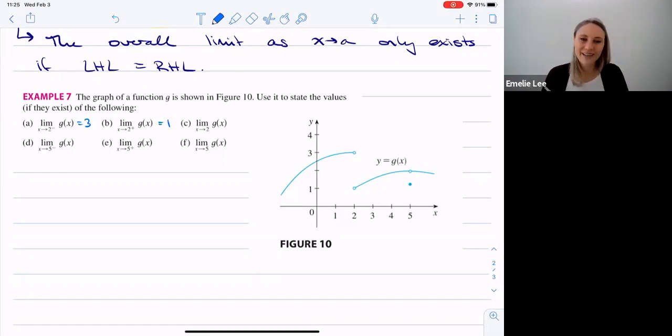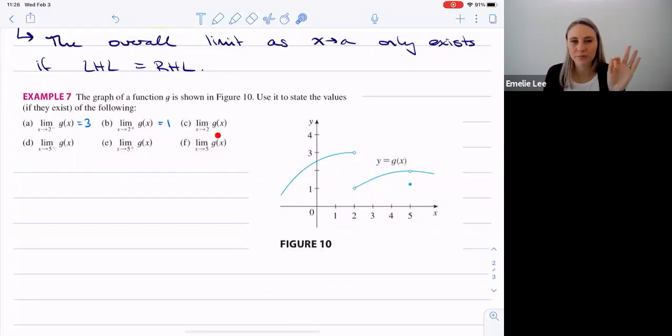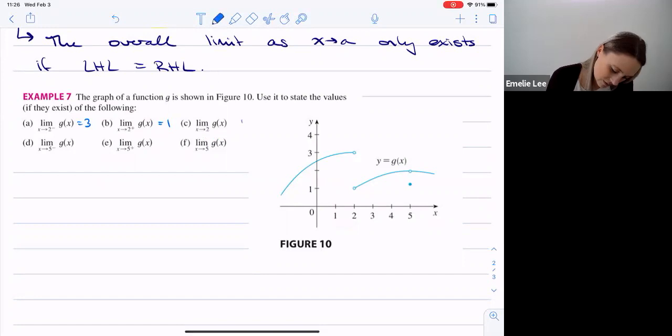So what we said was, this limit will only exist if they're the same. And so the limit as x goes to 2 overall of g of x, so no left or right notation here, overall doesn't exist because the left-hand limit is not equal to the right-hand limit.